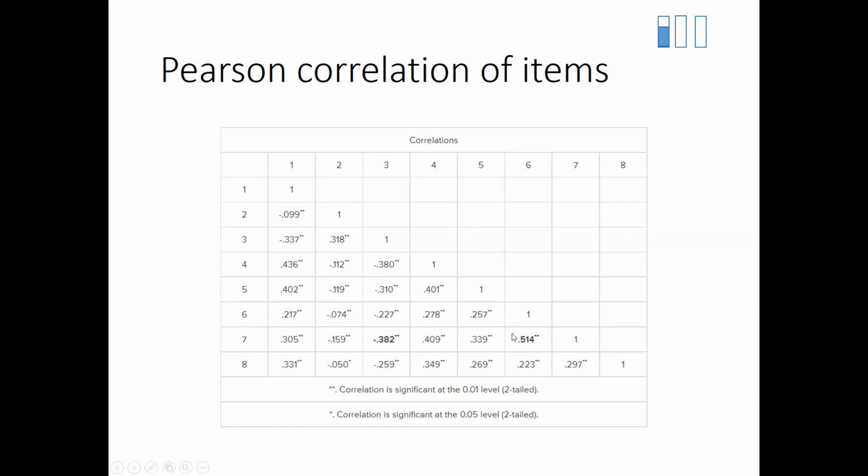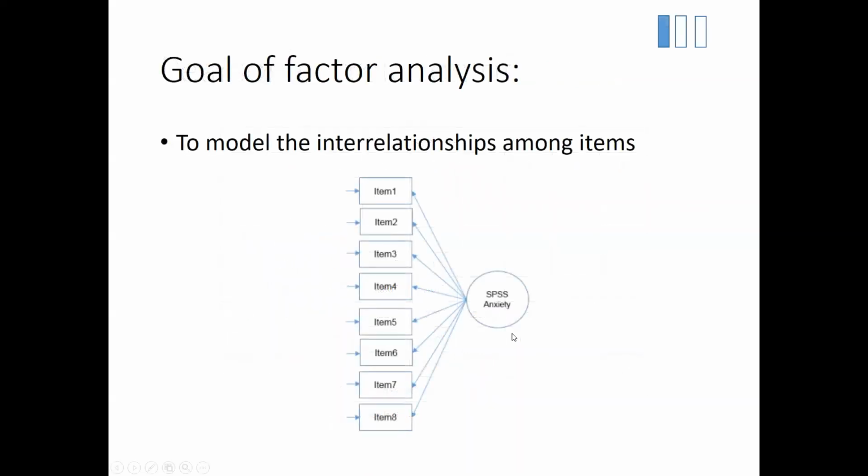Pretty strong. That's important to know because that's what we're trying to do, is figure out what items measure SPSS anxiety. Essentially, how many constructs are we measuring with this questionnaire? Because we're trying to measure SPSS anxiety, but if all 8 of these items don't adequately measure it, then there are going to be differences here.